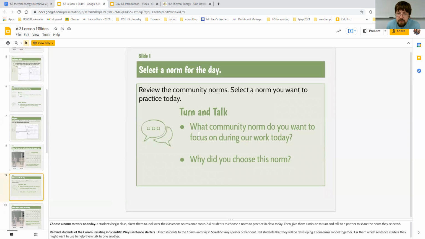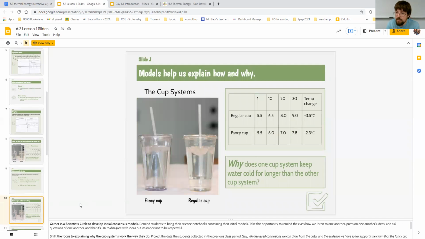Great. In this slide, they're going to talk about the norms. I'll talk more about that in video 2, but those are introduced more in unit 6.1 at the beginning of 6th grade.